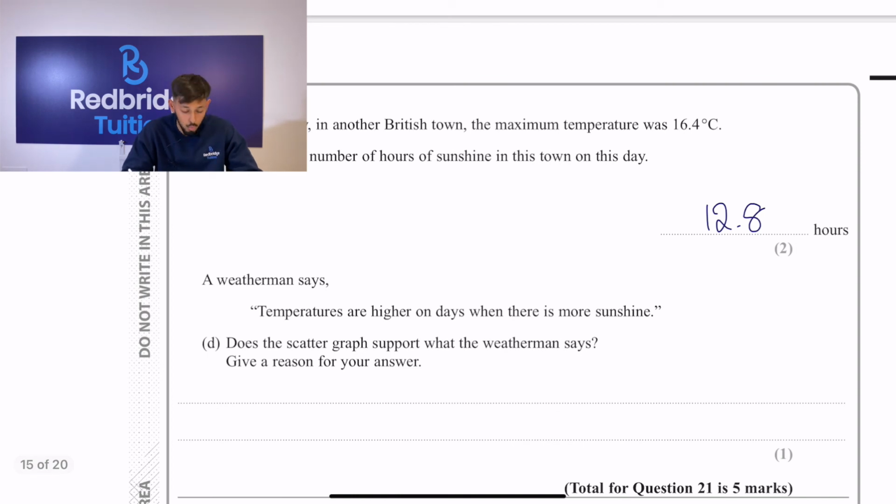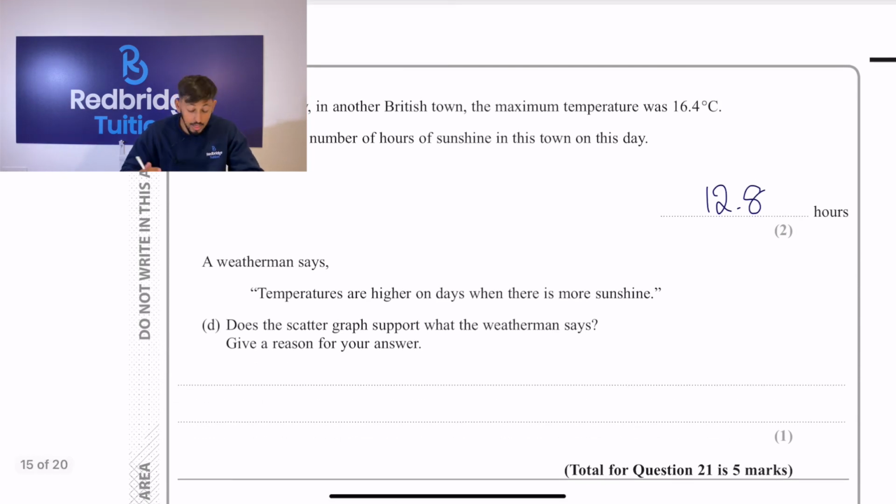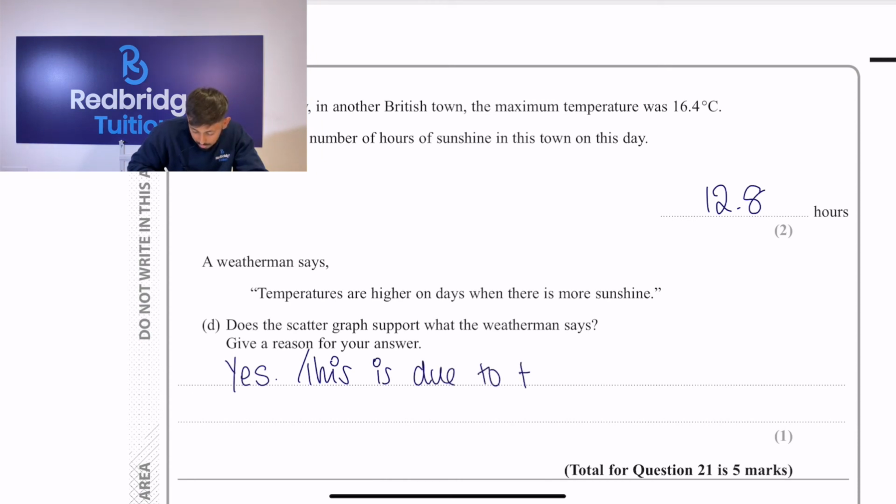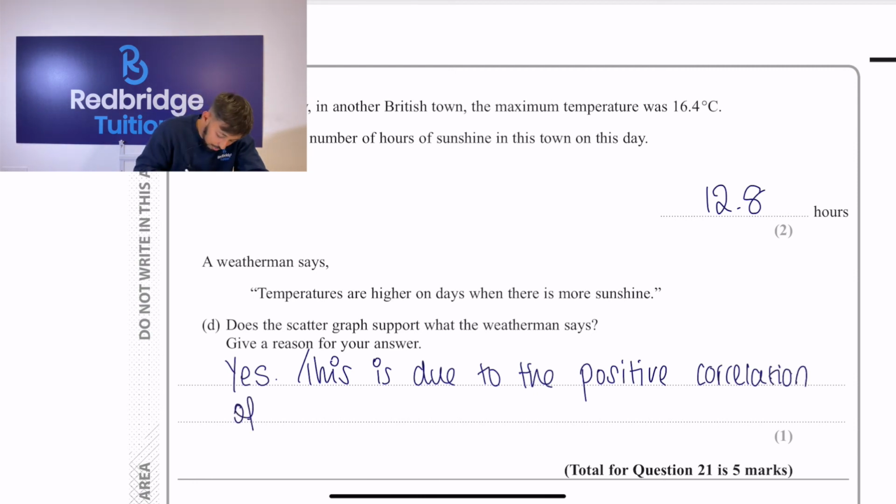Part D. A weatherman says temperatures are higher on days when there is more sunshine. Does the scatter graph support what the weatherman says? Give a reason for your answer. Yes, it does support the theory because the correlation is positive. This is due to the positive correlation of the graph.